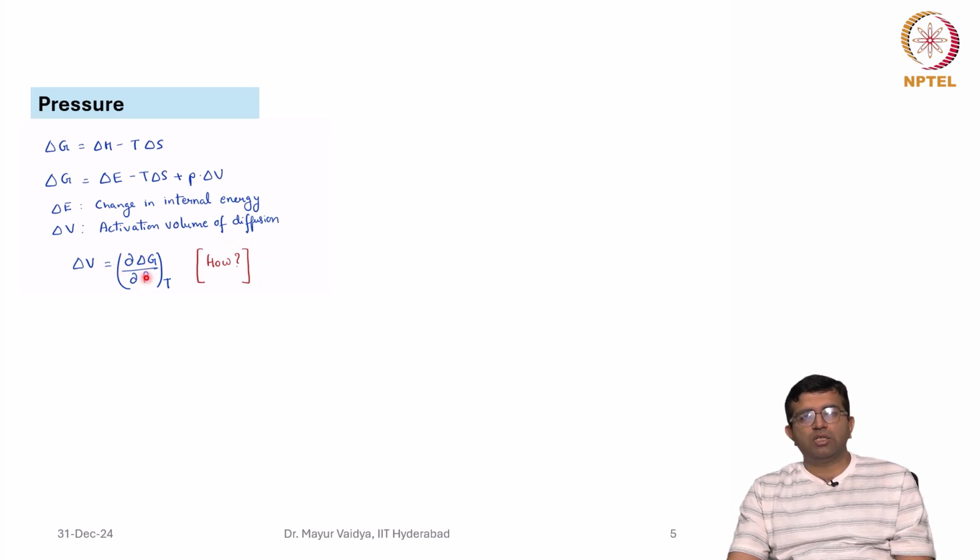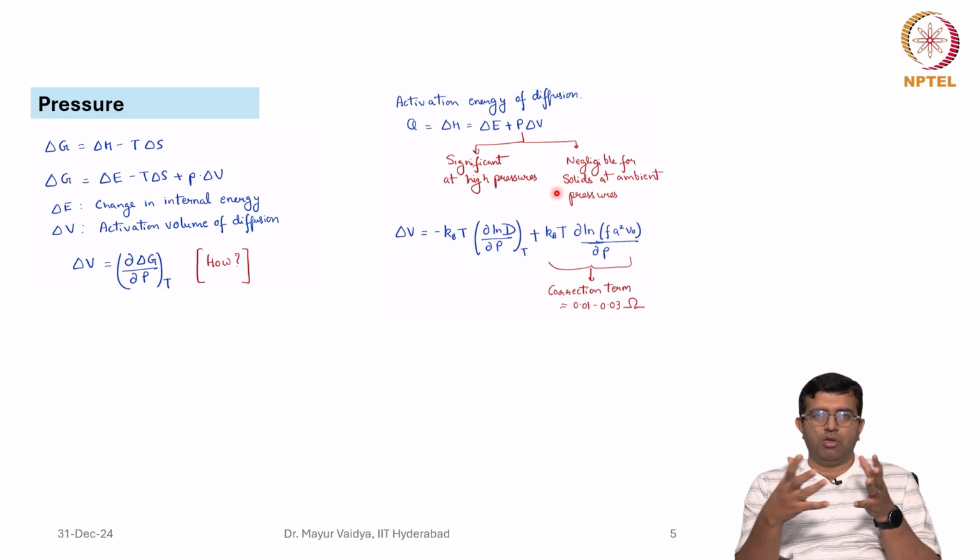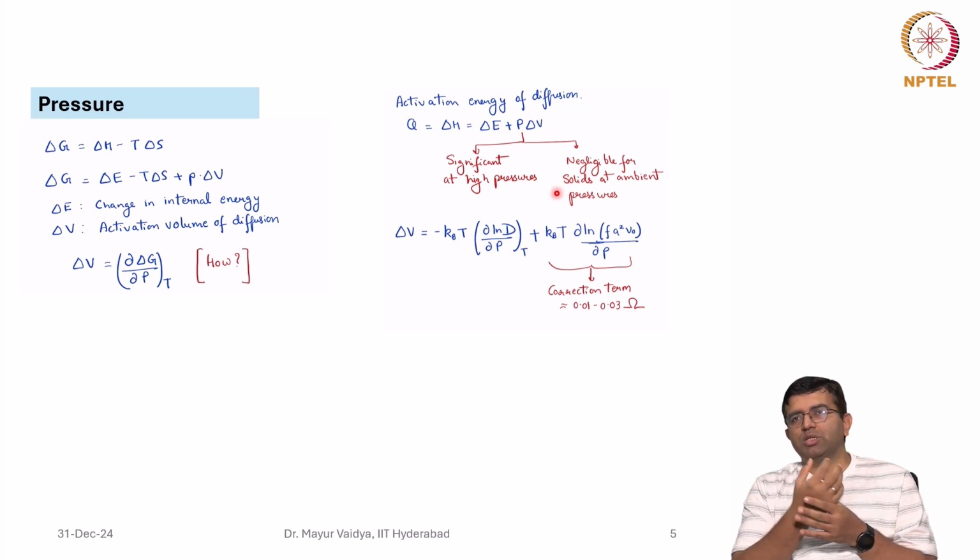So, this dou delta G by dou P, taken at a constant temperature, is equal to the activation volume. Now, again, therefore, Q, the activation energy of diffusion, which is equal to the enthalpy, has two terms, which are delta E plus P delta V. This P delta V term is negligible for solids at ambient pressures. So, at ambient pressures, or not so high pressures, we do not get so much contribution from the P delta V term, but it becomes significant at higher pressures.